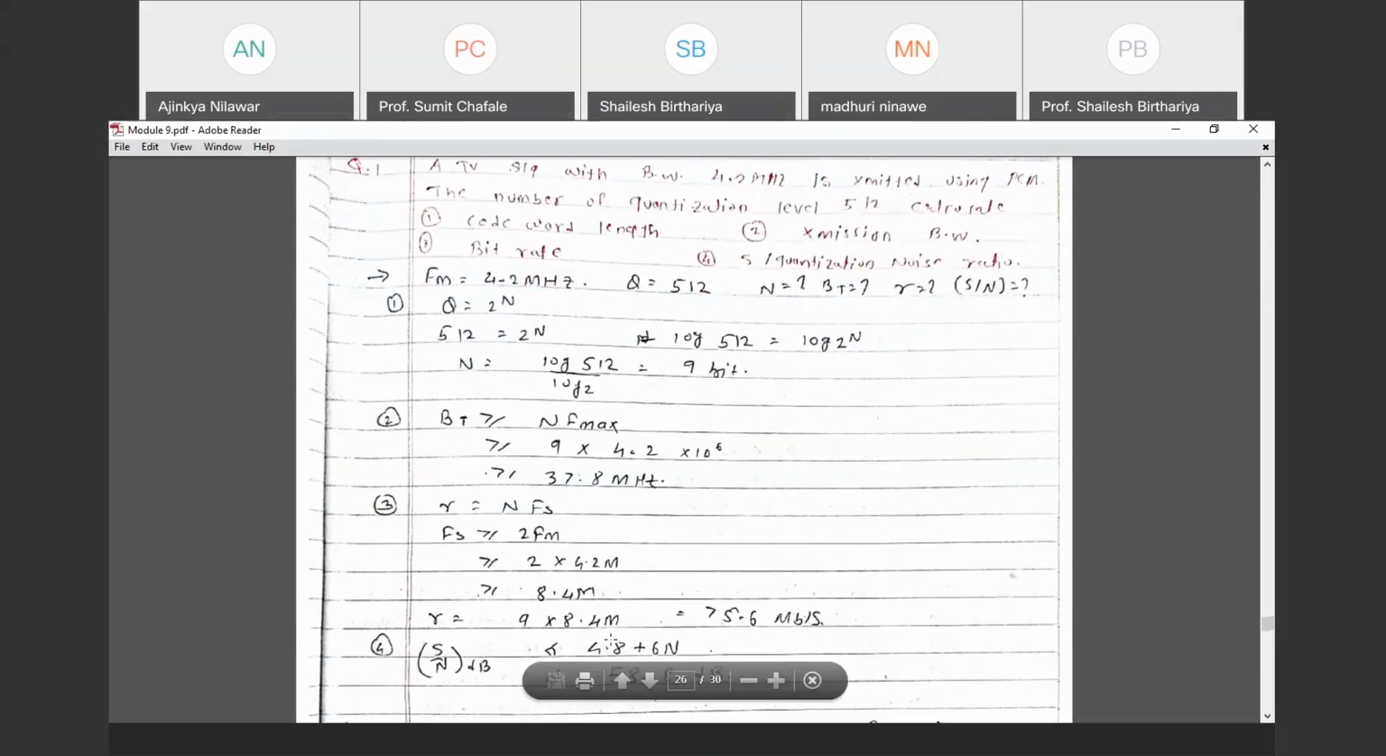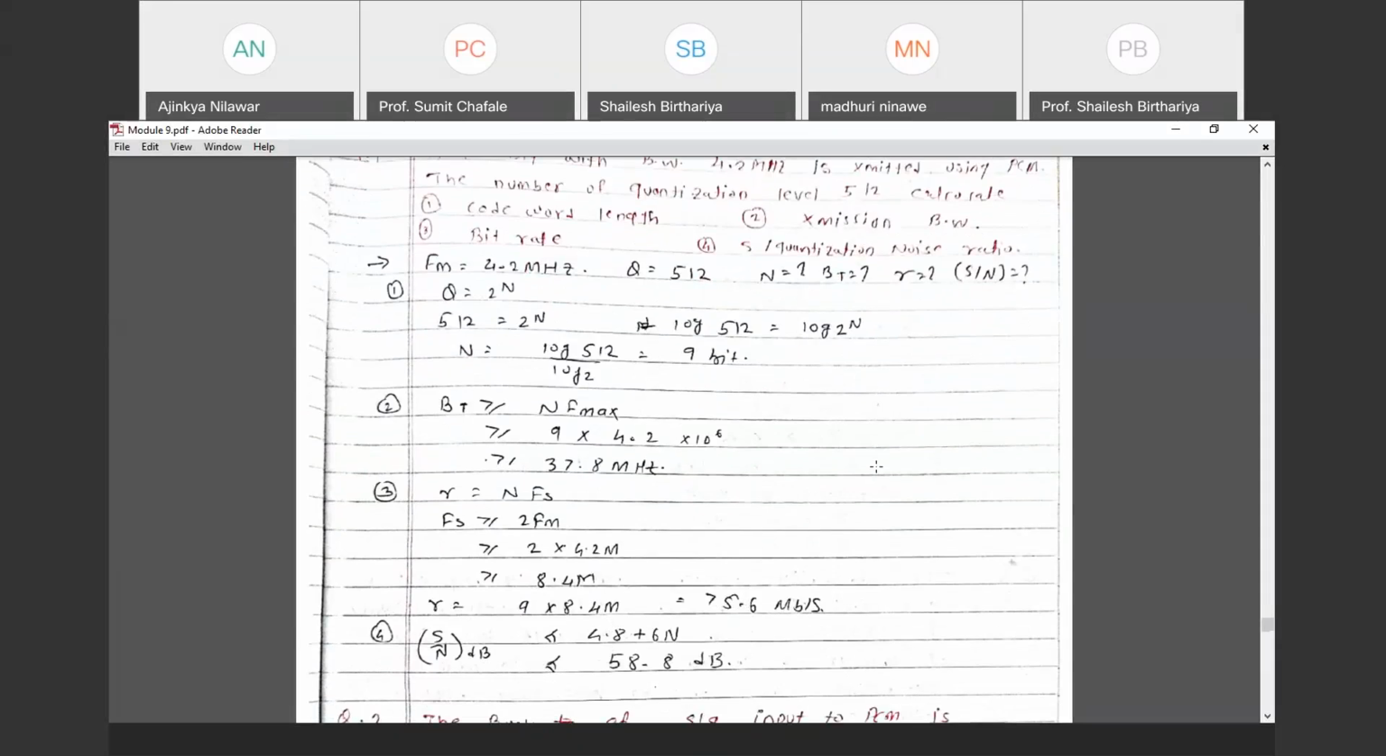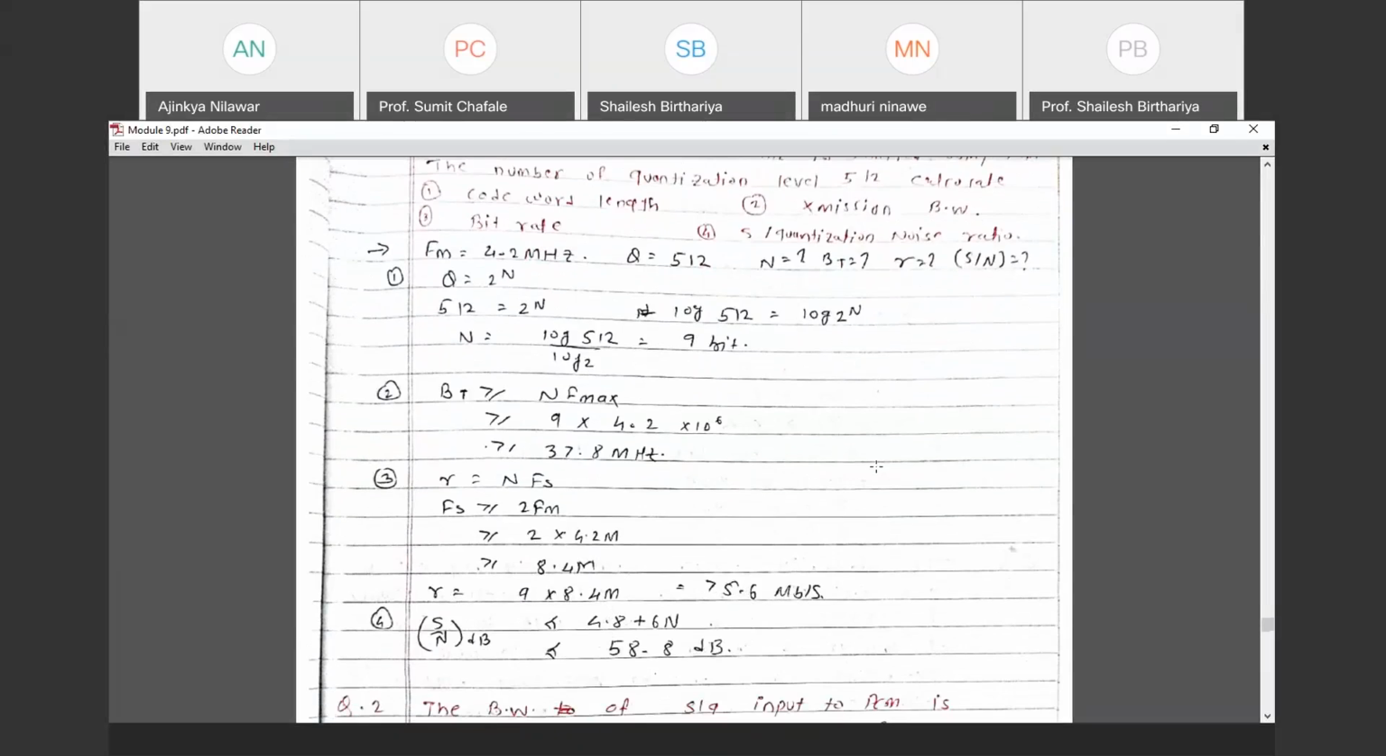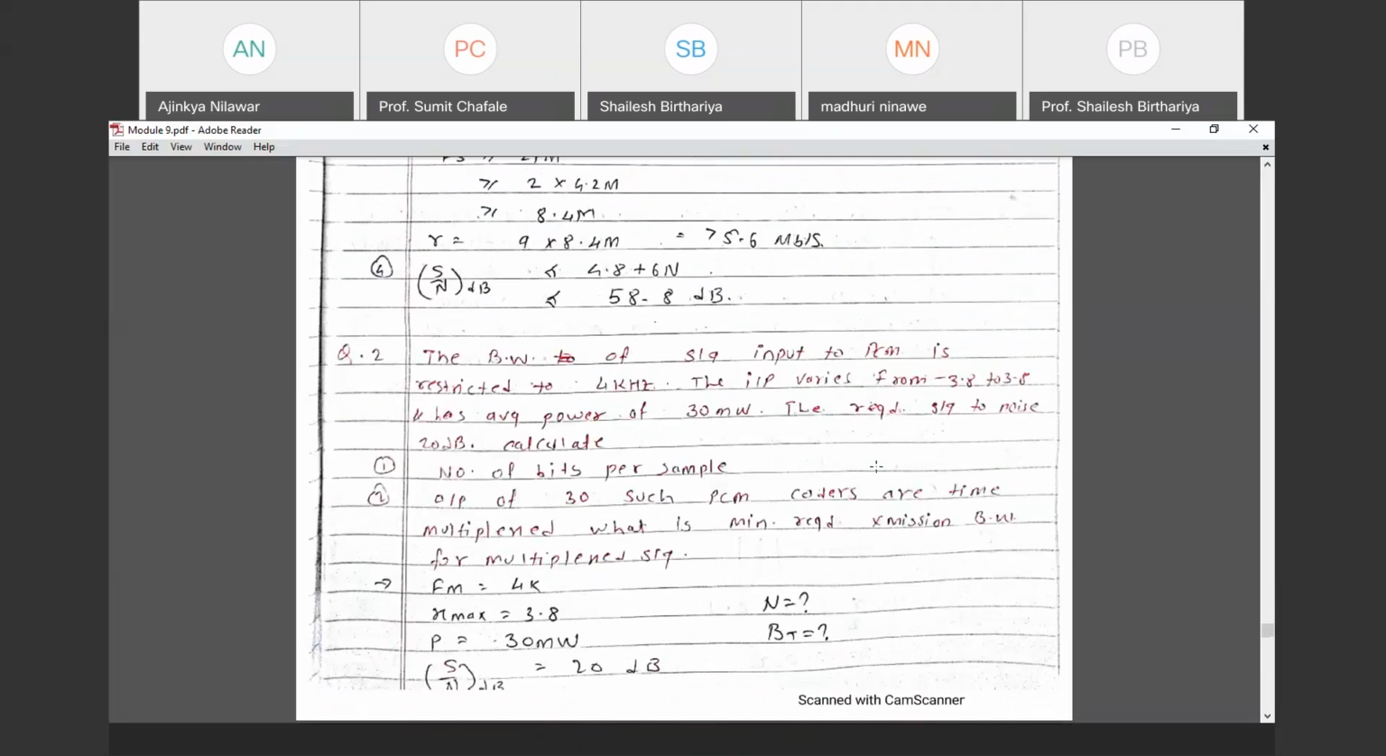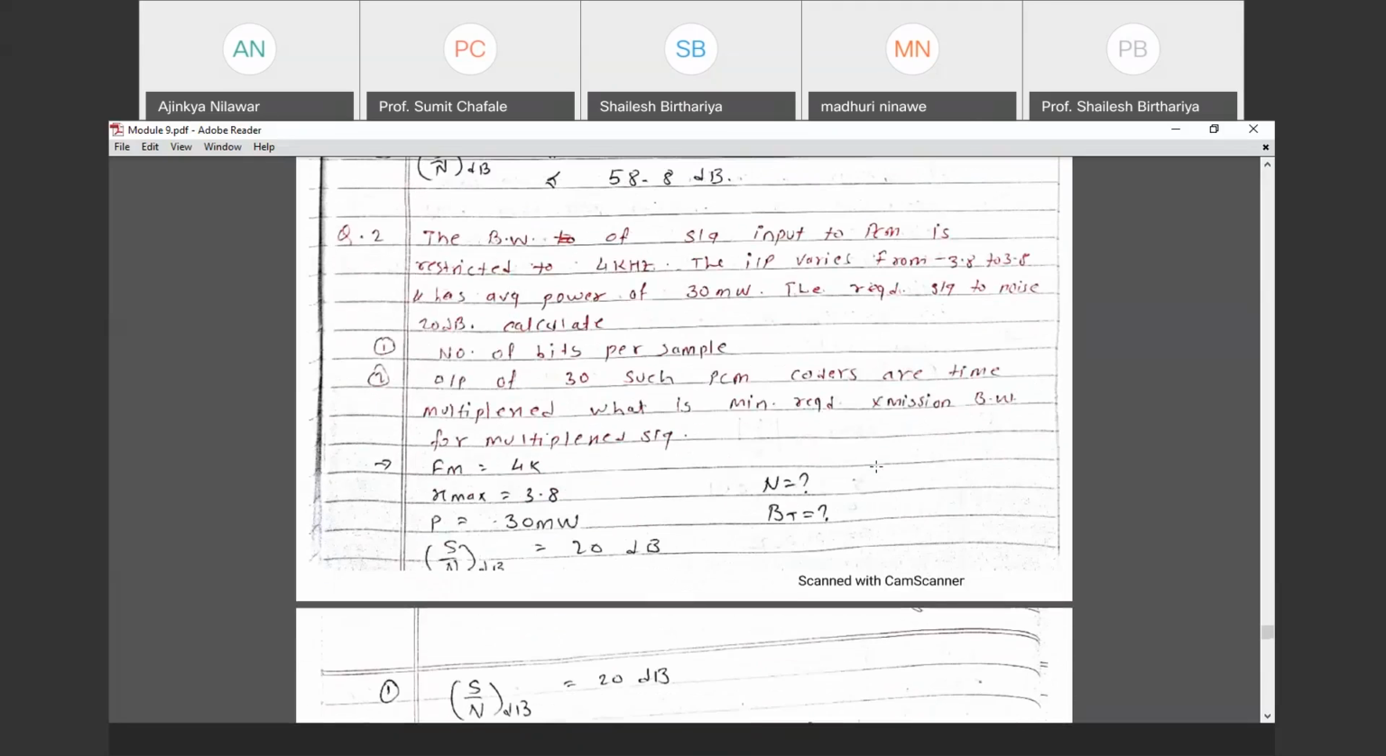And signal to noise ratio, how to calculate? 4.8 plus 6N. Since a sinusoidal input is not given, we are considering 4.8 plus 6N as the formula for calculating signal to noise ratio. Similar, next numerical. All these numericals are a club of 1 mark and 2 mark questions which are asked in the exam, and definitely you have to use some mathematical expression for calculating this value.